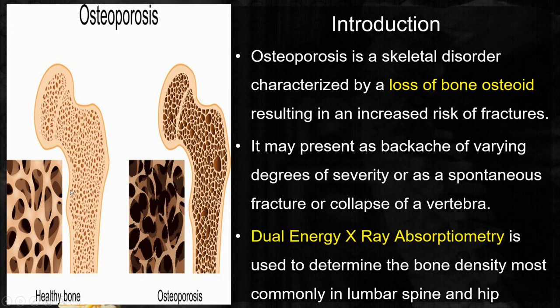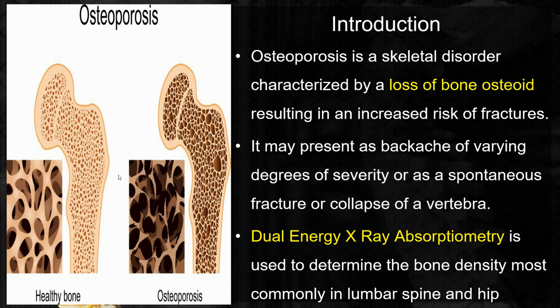Here, the figure shows the basic difference between a healthy bone which has a normal osteoid and an osteoporotic bone where the lamellae are quite thin and there is a significant loss of osteoid. Because of this, osteoporotic bone has increased risk of fractures. What I mean by that is even a trivial trauma, a very small trauma, can cause spontaneous fractures. Sometimes, without any history, there may be a severe backache and a collapse of vertebra.